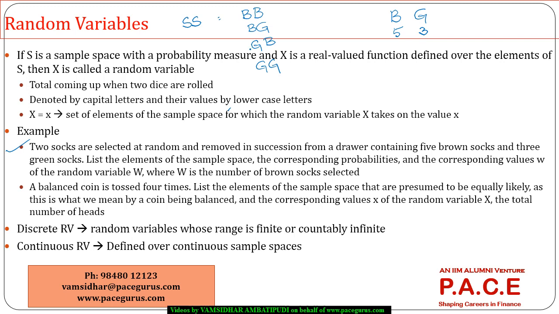Then what is that we are looking at? The corresponding probabilities. What is the probability that I will pick both of them as brown? So totally there are 8 socks. So the number of picking 2 from 8 can be done in 8C2 ways. But in the numerator, I am picking 2 from 5 brown socks. So 5C2 ways. So it becomes 10 by 8C2, which is 28. So this is 10 by 28.